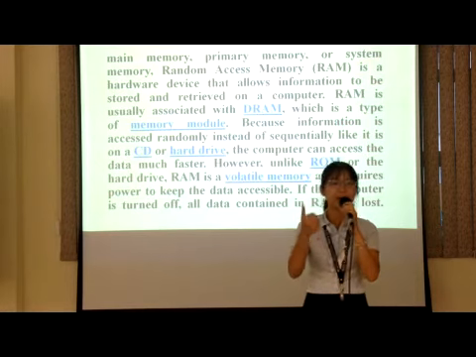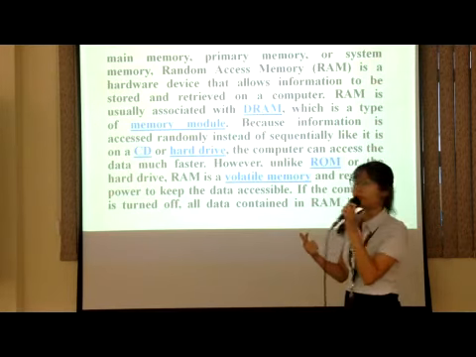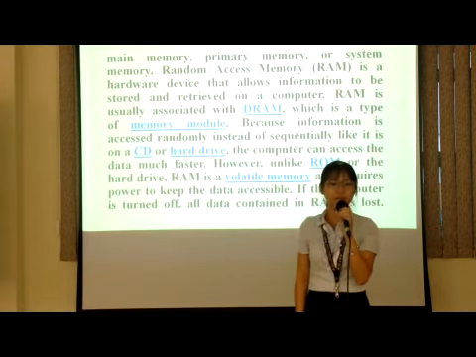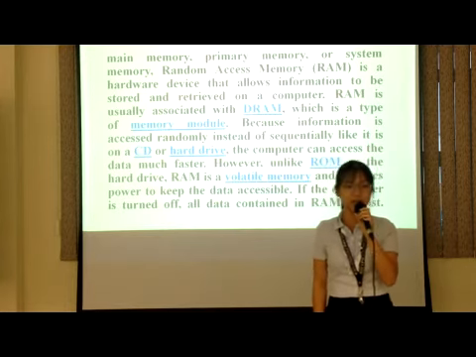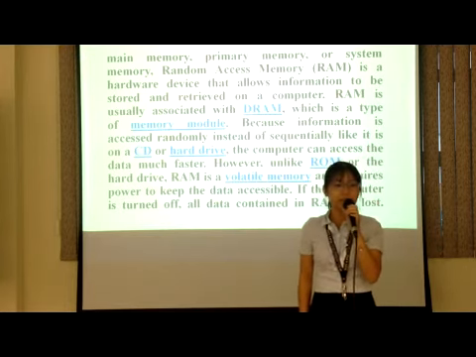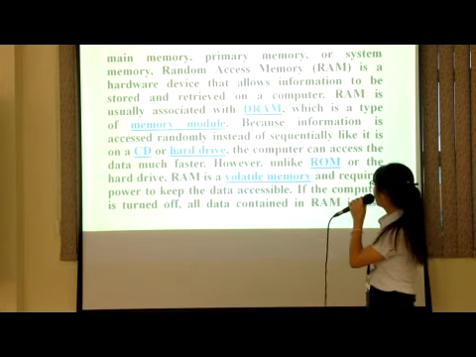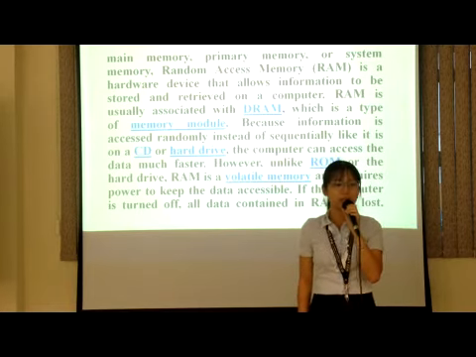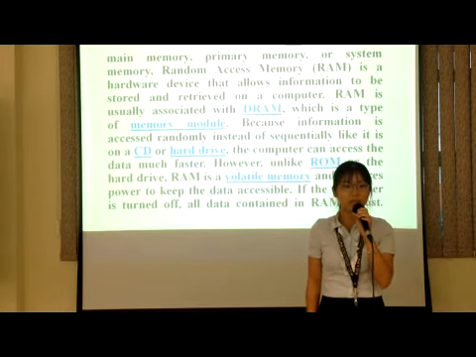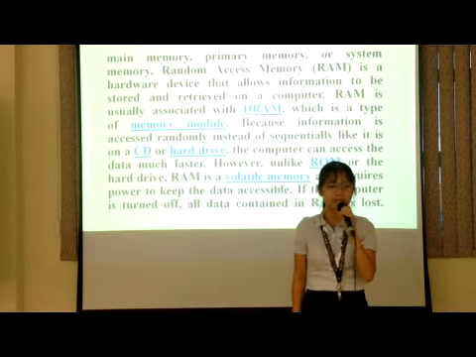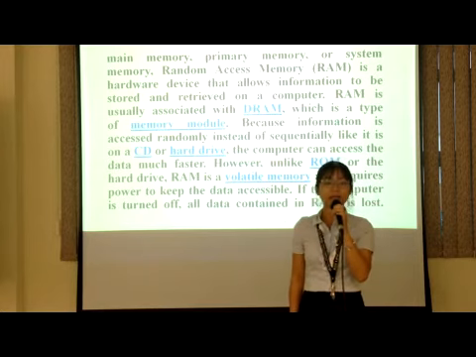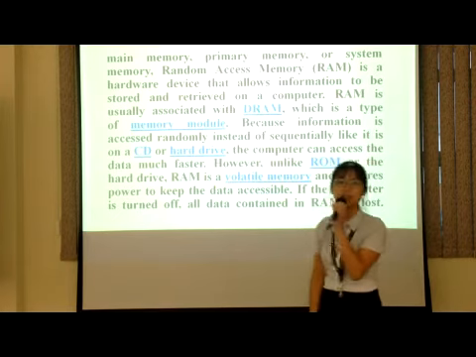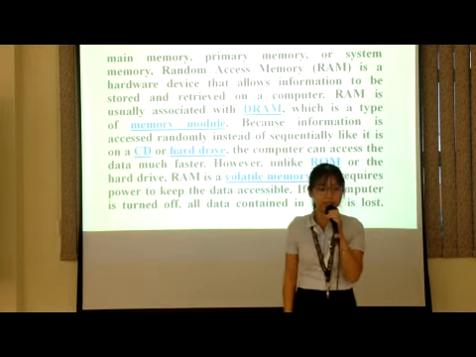Main memory, also called primary memory, system memory, or random access memory, is a hardware device that allows information to be stored and retrieved on a computer. RAM is usually associated with a type of memory module, because information is accessed randomly instead of sequentially like it is on a CD or hard drive. The computer can access the data much faster.